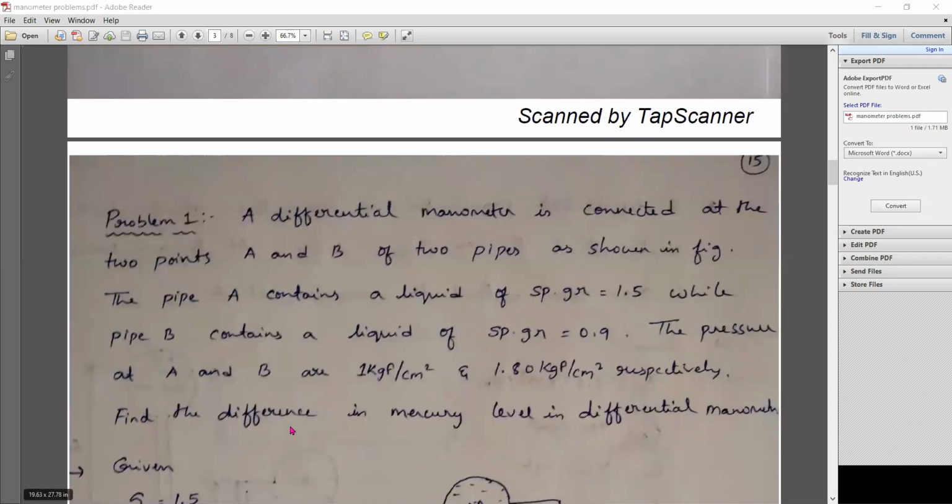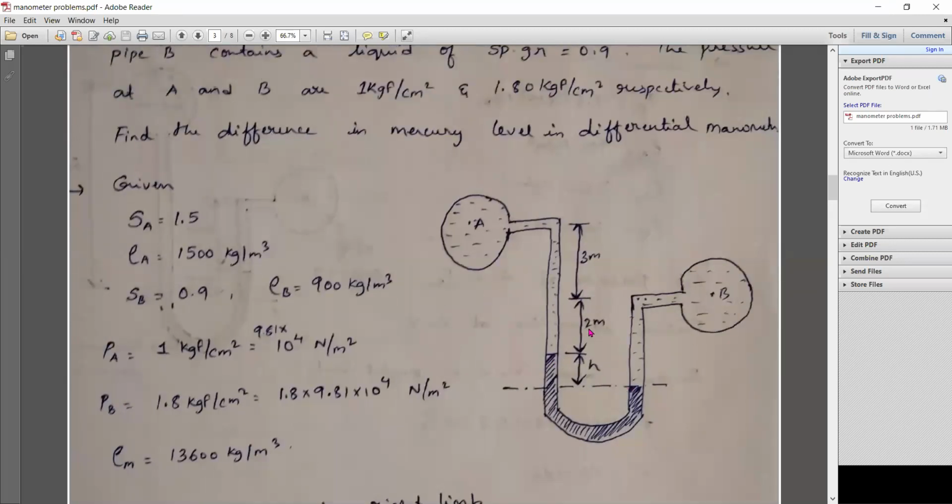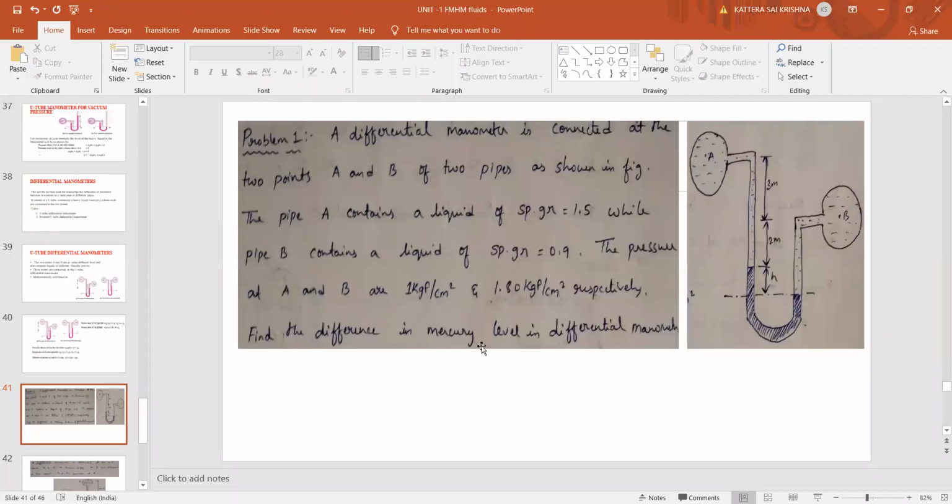So the pressures are given. Find the difference in the mercury level in the differential manometer. So he's asking only the difference of the mercury level. He's not asking the pressure difference, because directly he gave the pressure values, 1 and 1.8. Instead of asking the pressure difference, he's asking for something missing in the diagram. What is that missing term? You can see here, this value is asked. See the image, the H value. What is the difference in the mercury level in the manometer? That is being asked. First write the question. I think this will be better: question and diagram, you can see both at once.